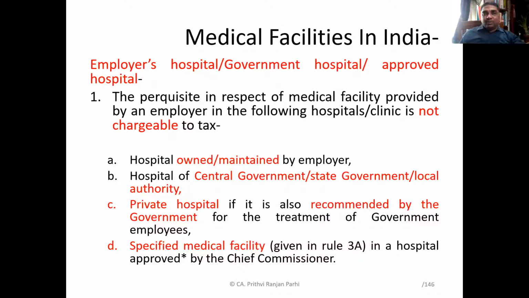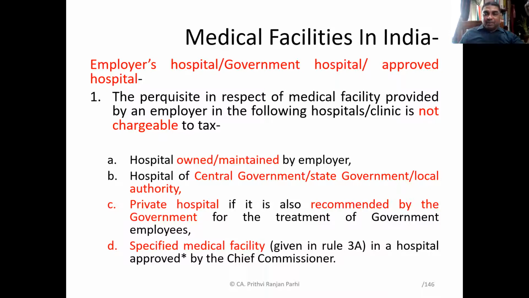But how to know whether it is the employer's hospital, government hospital, or approved hospital? We have to see. If the hospital is owned and maintained by the employer, then you can say it is not chargeable. Owned and maintained, we discussed in the previous session. Nowhere has it been said it is fully owned or fully maintained. So one can take advantage of this loophole of the law. Maybe some contribution for maintenance can sometimes be interpreted as maintenance. An employer may contribute some money to a hospital towards maintenance and claim that this is a hospital maintained by us. Is it not?